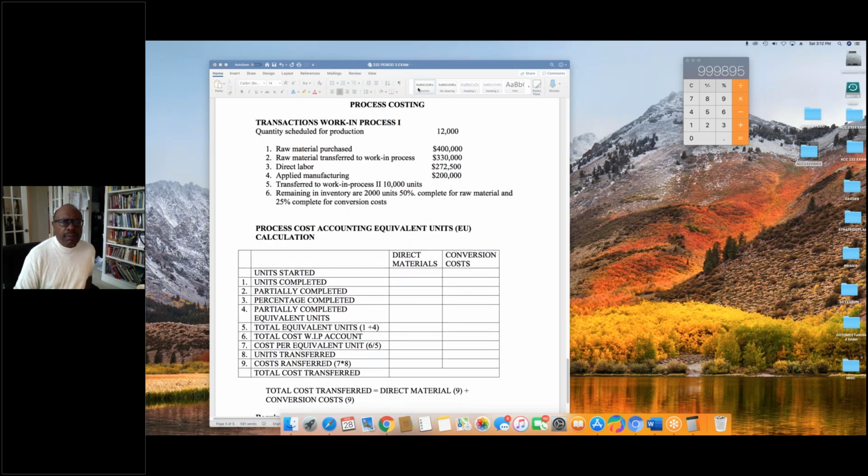So let's look at our problem. It says we had scheduled for production 12,000 units. The raw materials purchased is 400,000. The raw materials used are 330,000. The direct labor that we incurred was 272,500. The applied manufacturing overhead is 200,000.